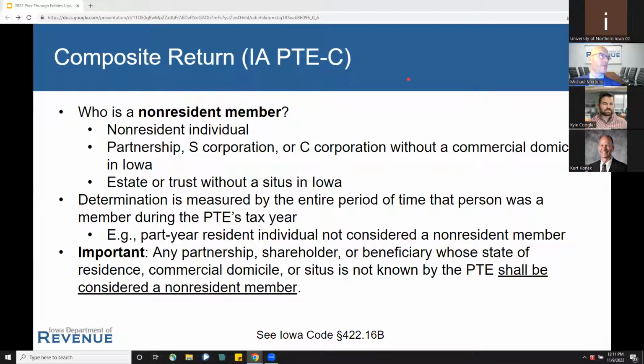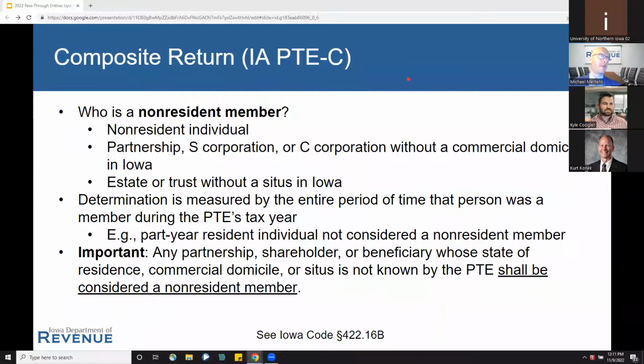This non-resident member determination is measured by the entire period of time that the person was a member during the past entity's tax year. So if you consider, for example, an individual who was a member of a past entity for an entire year, and at some point during that year that member moved in or out of Iowa, under Iowa law, they would be considered a part-year resident, not a non-resident member, so they would be excluded from the composite return filing requirement.